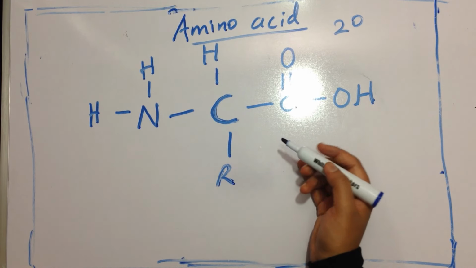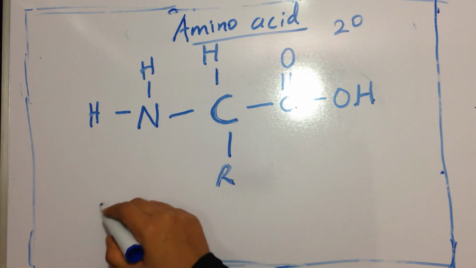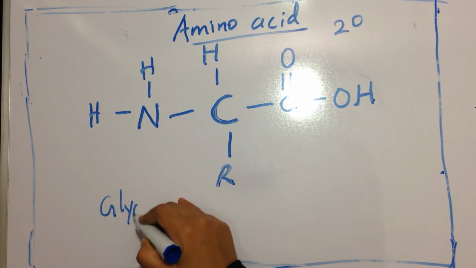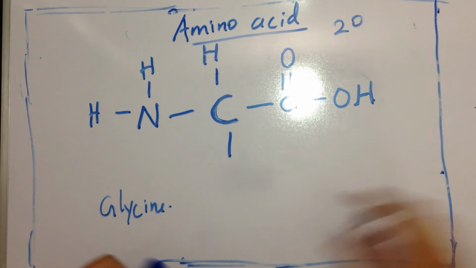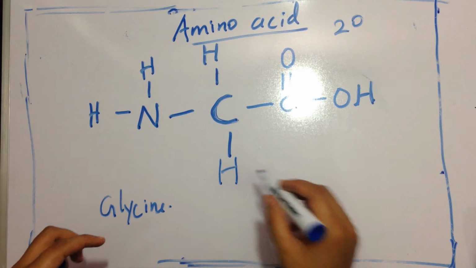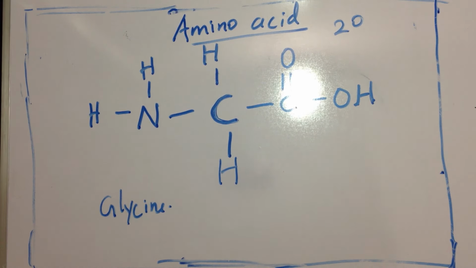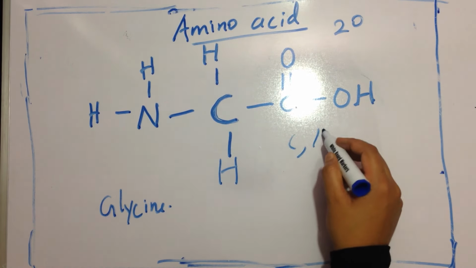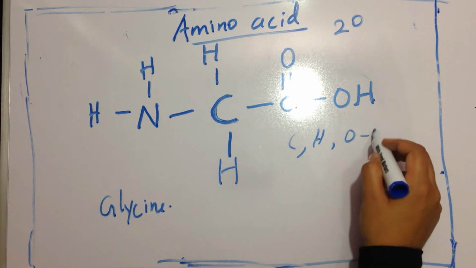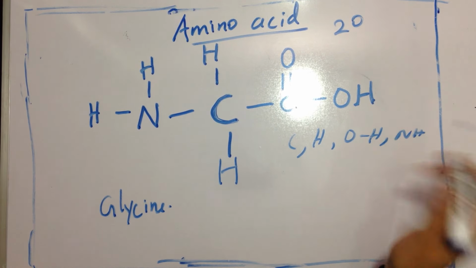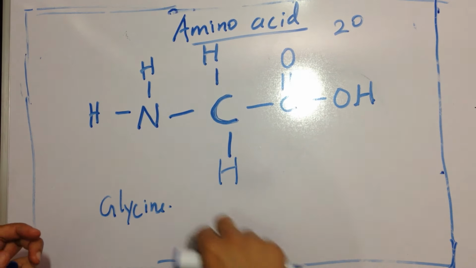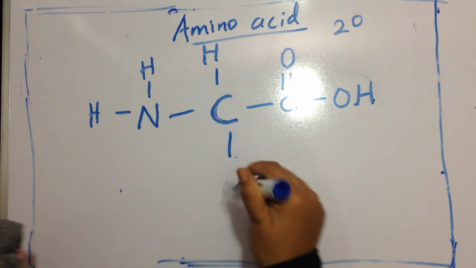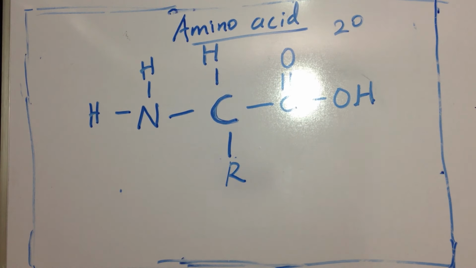For example, if it is glycine, the R group is only an H. Otherwise the R group contains CH, OH, NH, anything. It differs from amino acid to amino acid.